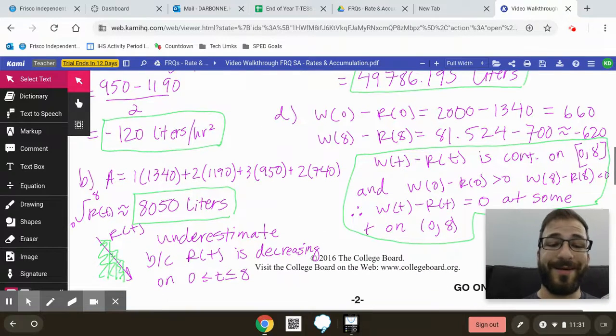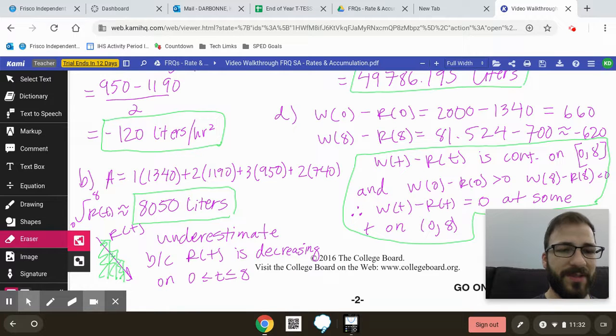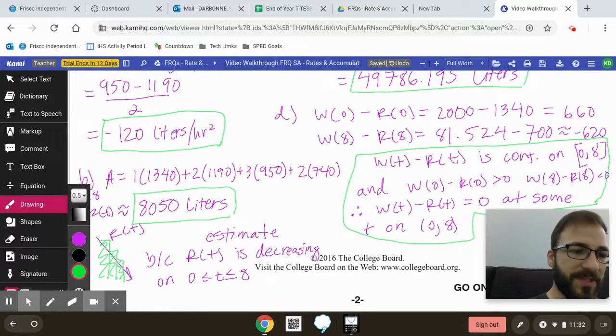Then once we found that, they asked us to determine if it's an over or underestimate. We determined it's an underestimate because our function R of t is decreasing in values. It goes from 1340 down to 700. So it's decreasing the whole time, which means our left little rectangles are going to be above, which means it's, oh, why did I write underestimate? I'm crazy. Overestimate. Sorry. Sometimes.